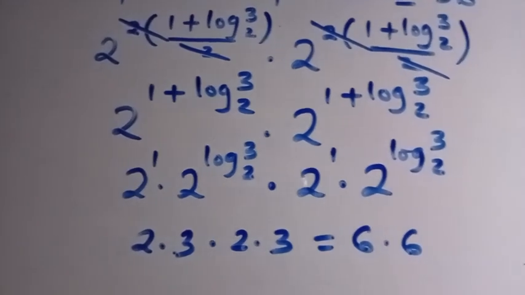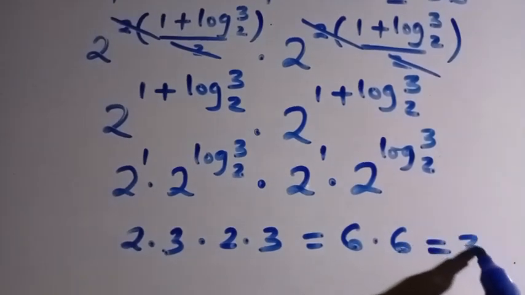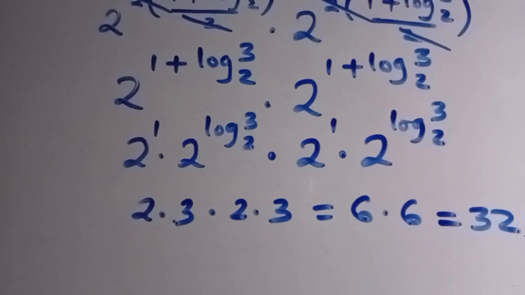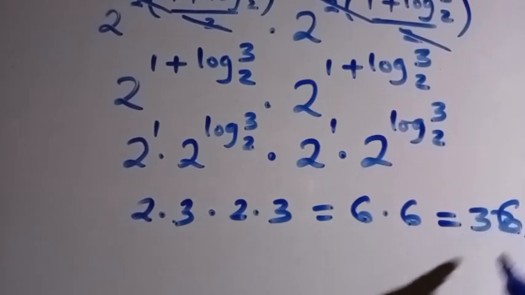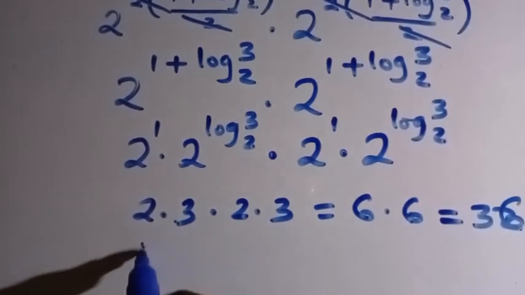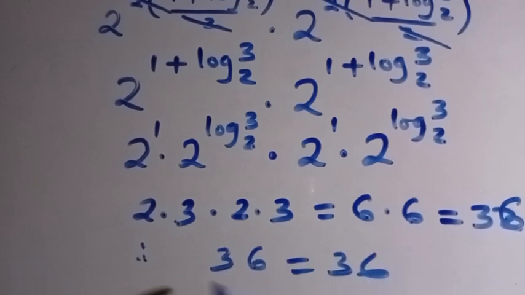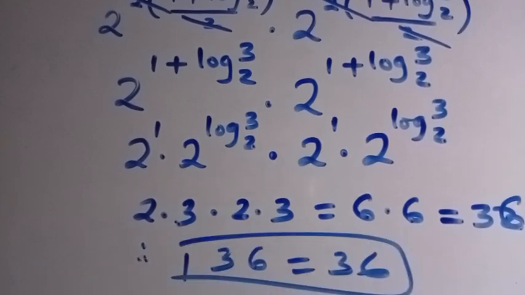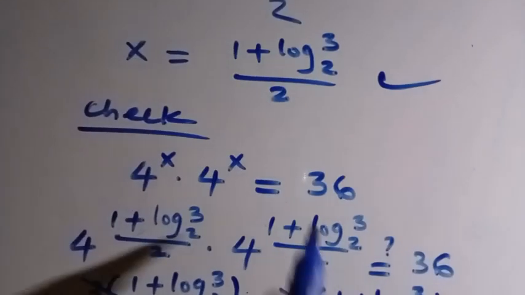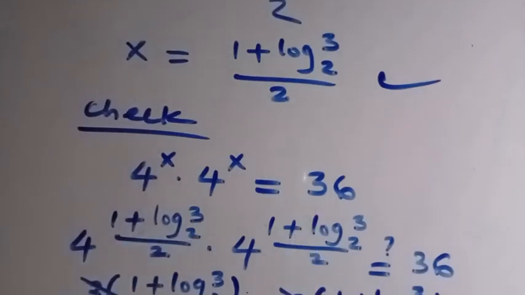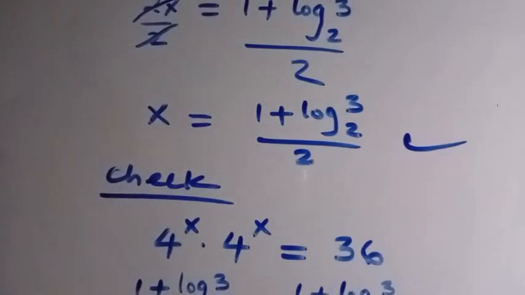And 6 times 6 equals 36, which shows that 36 here equals 36. So the left hand side and the right hand side are equal. So when we compare it with the given question, therefore x equals 1 plus log 3 base 2 divided by 2 satisfies this question.